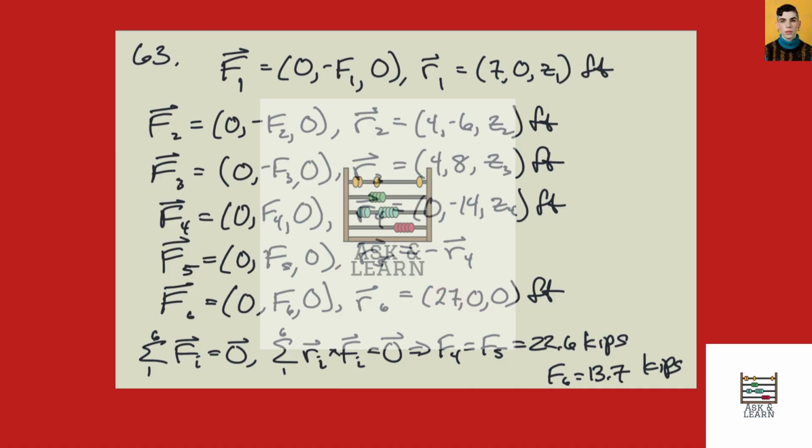So really, we have a lot of forces here, but we really only have 3 unknowns, these 3 here. We know what all of the others are, and we know the position vectors. So we sum forces and moments, set them equal to 0, and we get 3 equations with 3 unknowns. And we find that, strangely, these 2 loads are actually identical, 22.6 kips. And the load on the front tire is 13.7 kips.